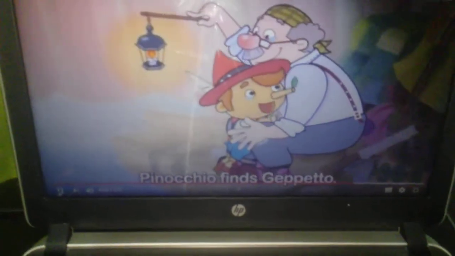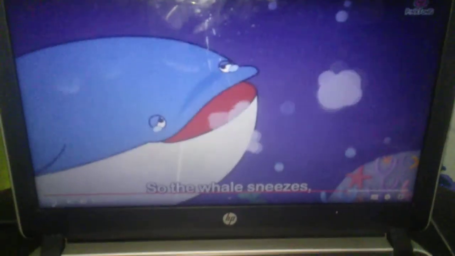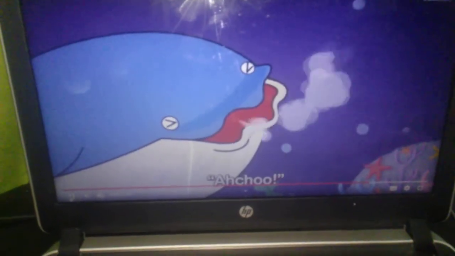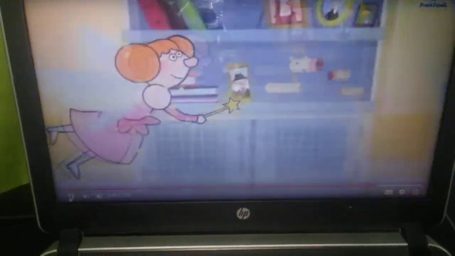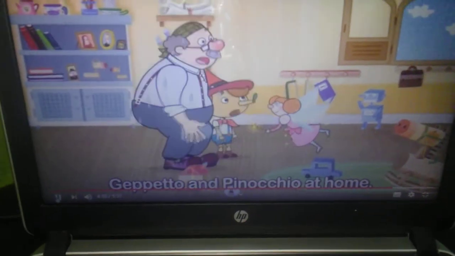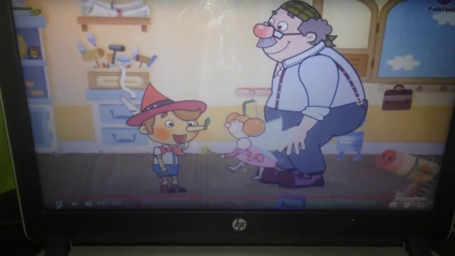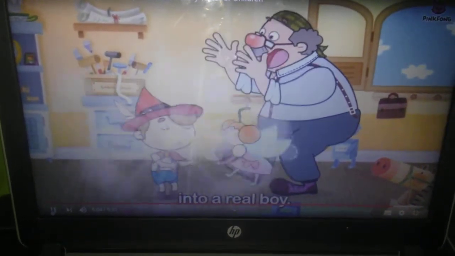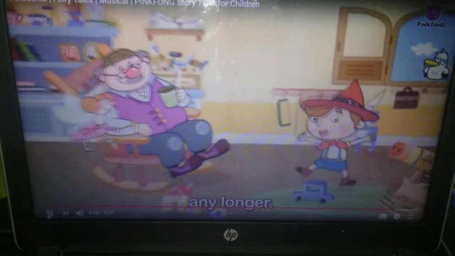Okay. Pinocchio finds Geppetto. They make a big fire. So the whale sneezes, Achoo! and the whale spits out Geppetto and Pinocchio. The fairy is waiting for Geppetto and Pinocchio at home. "Good boy, you saved Geppetto." Then she makes Pinocchio into a real boy. Pinocchio isn't a wooden boy any longer.